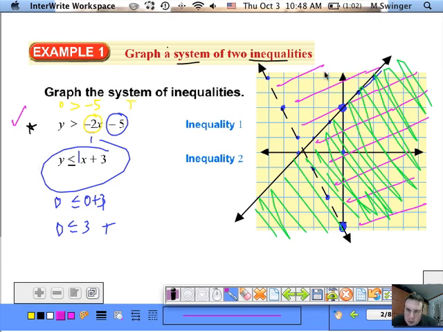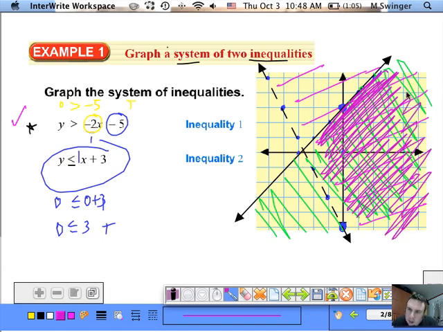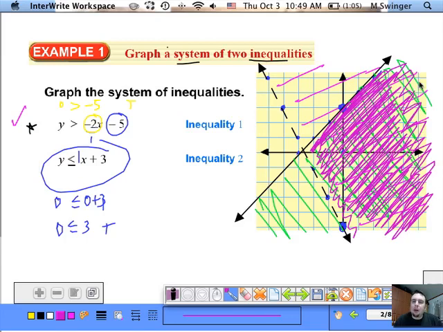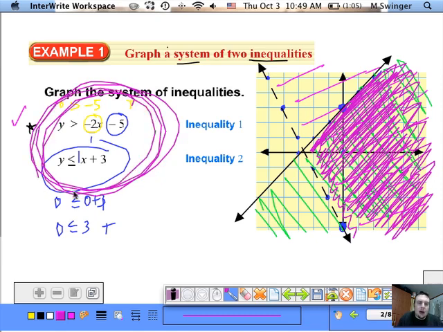Notice this up here is just purple. Those are solutions to the first one. Notice this right here is just green. Those are solutions to the second one. But where you see an overlap, that's where you want to shade real dark. Because that overlap, if you think about it, is the solutions for both the first inequality and the second inequality. Shade where they overlap, because those are your solutions to the whole system, okay? They work for both of these things. Okay, remember that's what a solution to the system is. It works for the whole system.